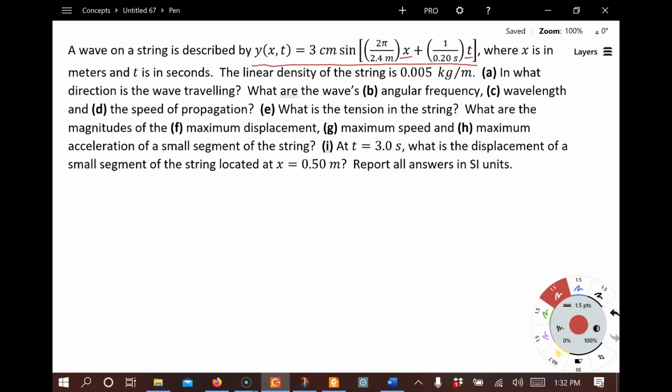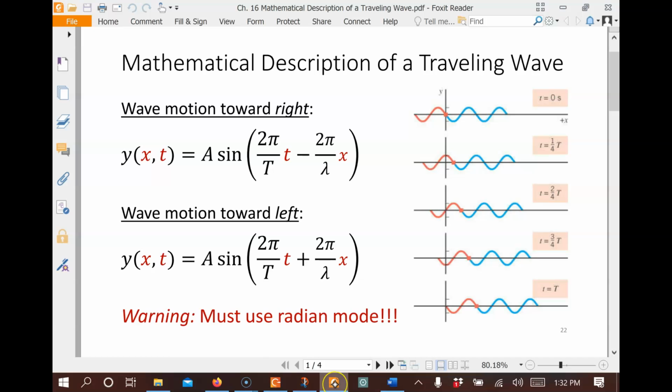We're going to solve all of these questions here by using the general equation for the mathematical form of a traveling wave and comparing this specific equation with that general equation. So here's the general equation. First of all, the wave could be traveling to the right, there's a minus sign here, or it could be traveling to the left, there's a plus sign there. We see the plus sign, so we know it's traveling to the left.